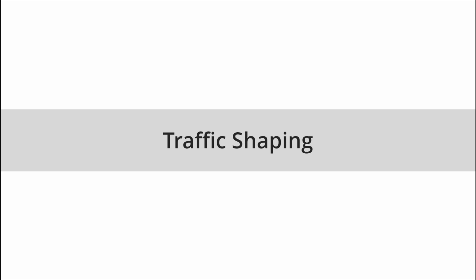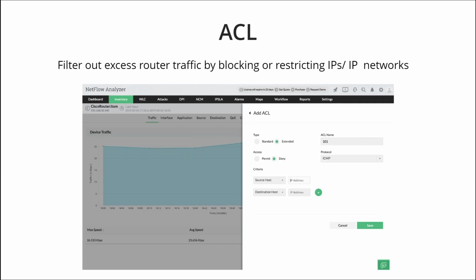You can do it manually from your devices, but we from NetFlow Analyzer can do that for you. Again, this is an add-on. How we do that is that we'll be working with the ACLs, just like how you have it on your routers. So we can filter out excess router traffic by blocking or restricting the IPs or the IP networks. Very simple. As I said, you can go ahead and do it manually from our UI itself rather than going into every single device, typing the commands and then getting it done. So let me actually show that to you in person.